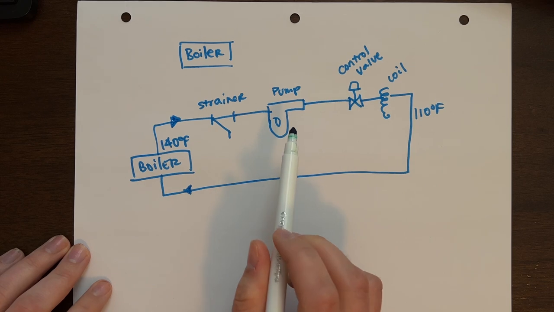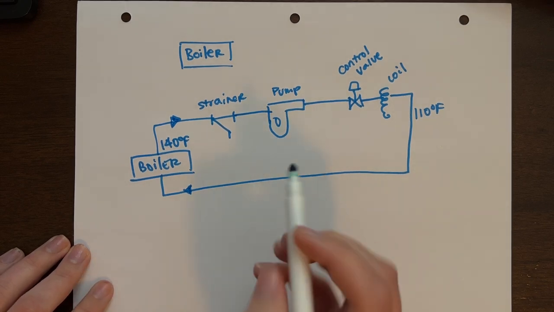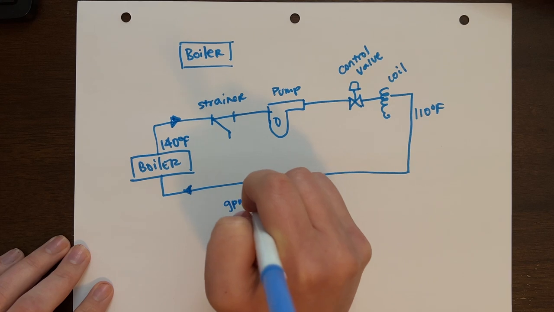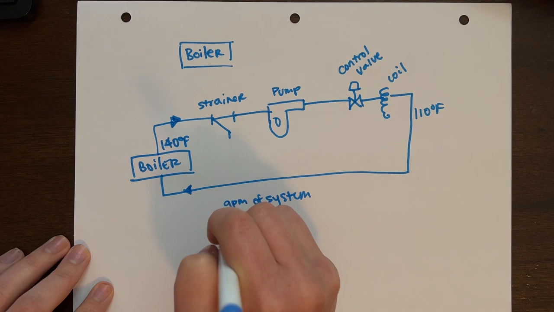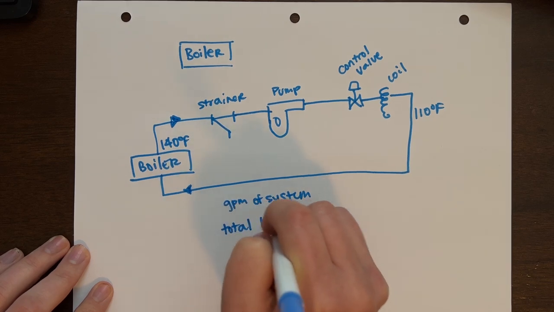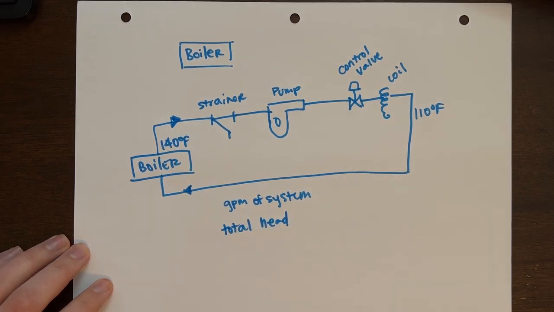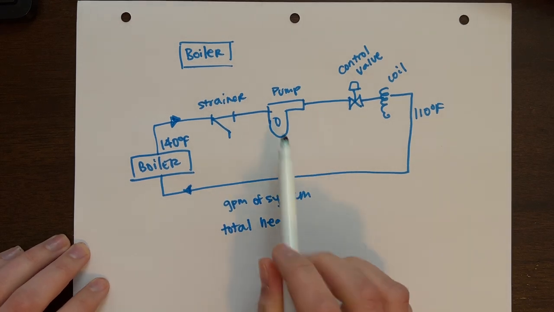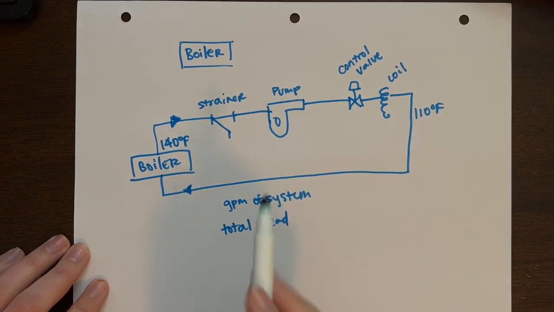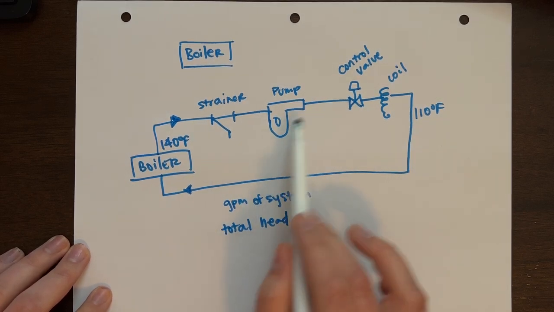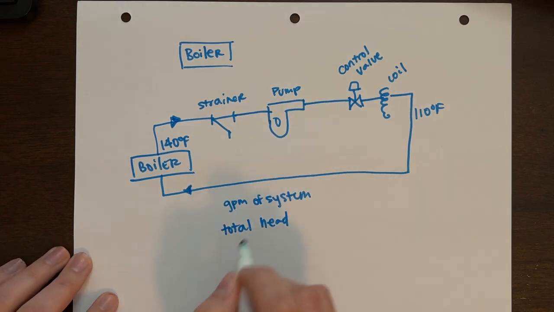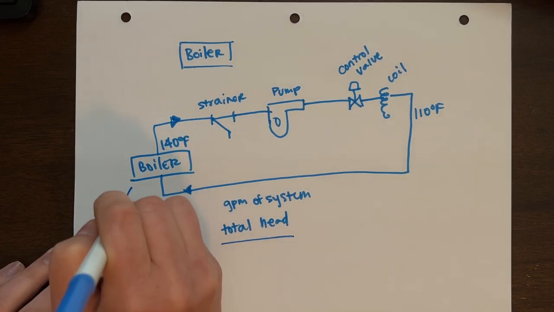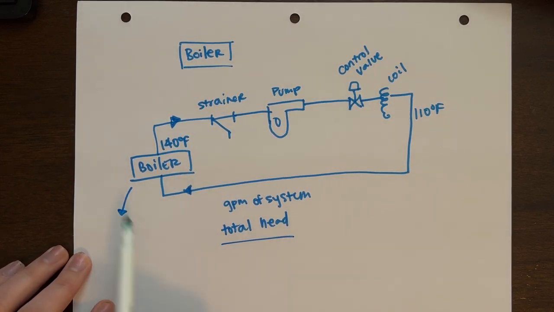In order to size your pump, you need to know the full GPM required. So you need to know your GPM of your system, and that's the flow of water. And you also need to know the total head. And what head is, it's another term for the pressure required in the system that your pump needs to overcome in order to deliver water all the way back to the inlet of your pump. That's a value that we also need to figure out. Total head, you need to add up all your pressure drops throughout your system.